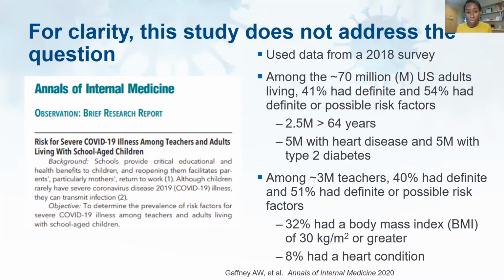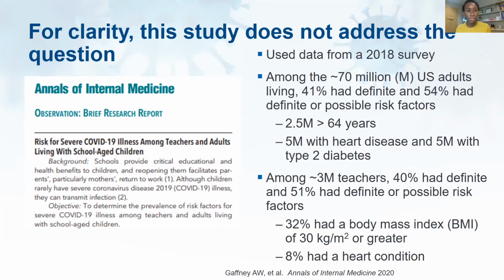And those risk factors include, so the line that's just showing 2.5 million were over 64 years. Risk factor meaning older age is associated with severe outcomes if you get COVID-19. And about 5 million had heart disease, 5 million had type 2 diabetes. This is just a description of the US population.